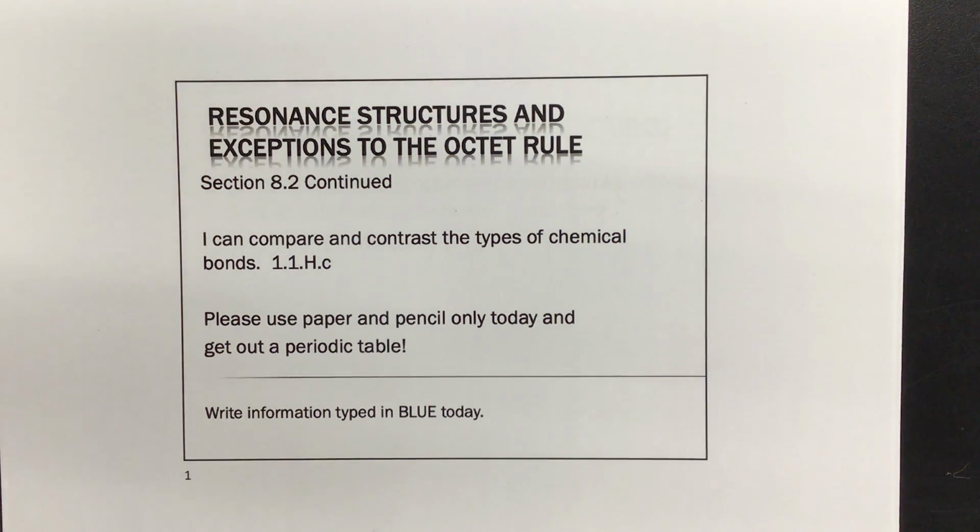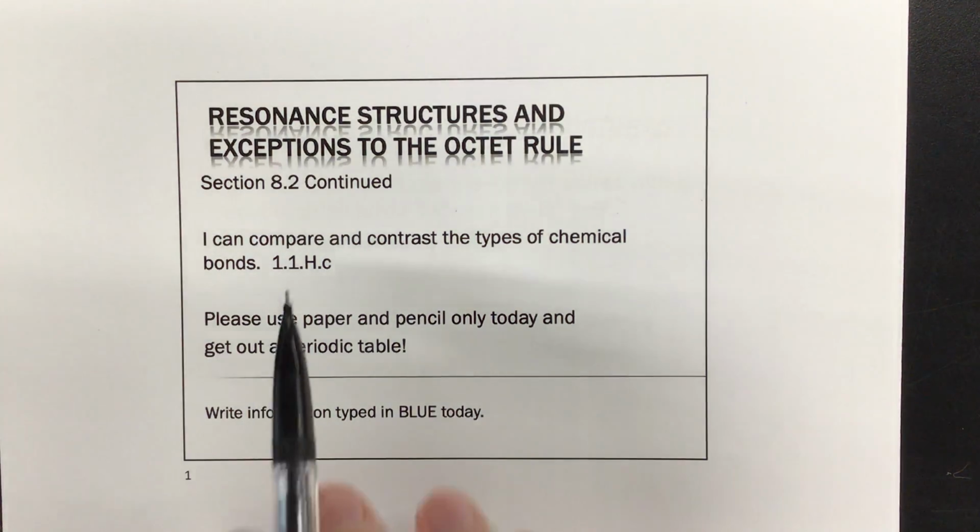Hey Chem Kids, it's Mrs. Miner, and I am going to help you learn a little bit more about Lewis structures today, and we're also going to review how to tell the difference between an ionic and a covalent bond.